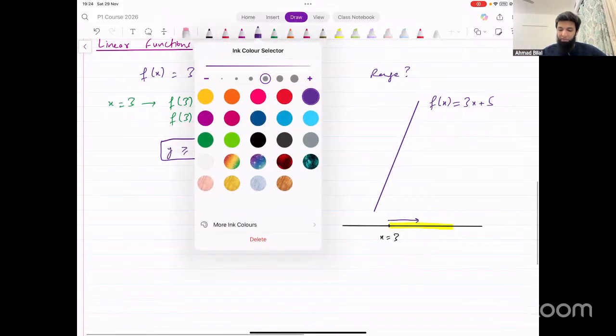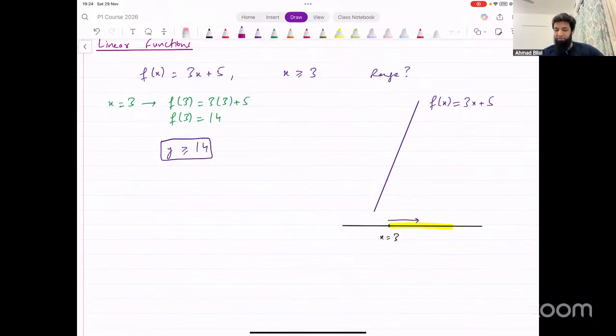So on the graph, you can say this is the point where x is equal to 3. What's the corresponding y value at that point? We put 3 in that function. The corresponding y value turned out to be 14. They have told us the part of the function to the right of this is valid. This is the part where x is greater than or equal to 3.